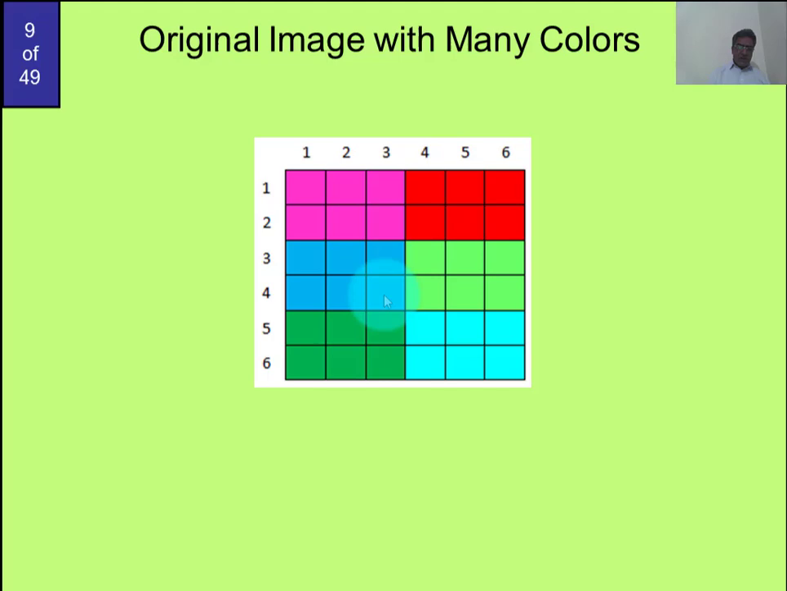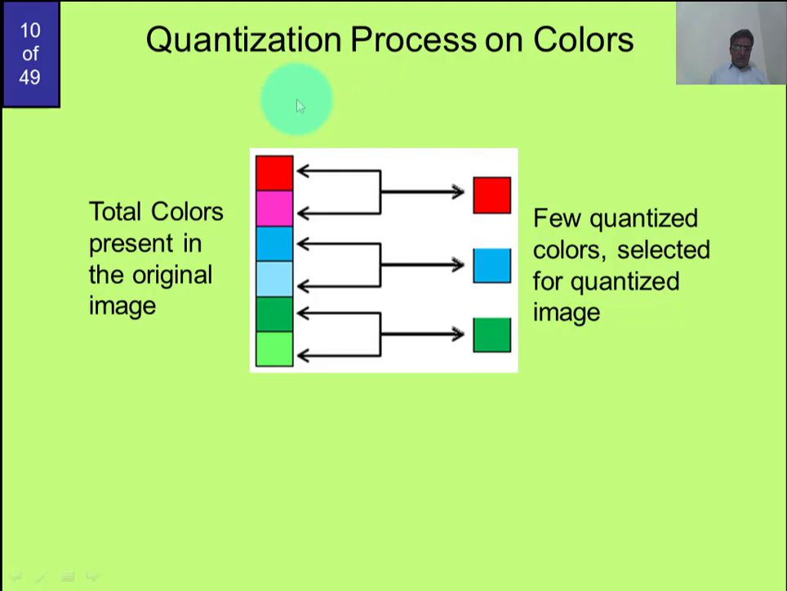We actually reduce the number of colors. As we observed in the previous image, there were six colors: red, pink, blue, cyan, green and then grapes color.